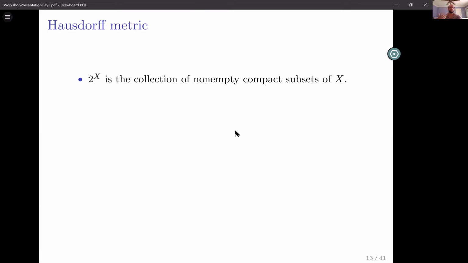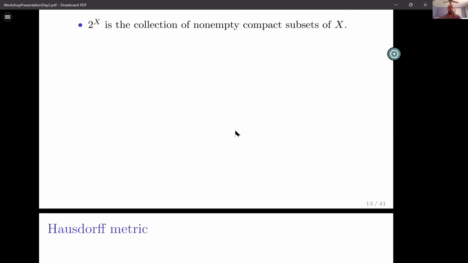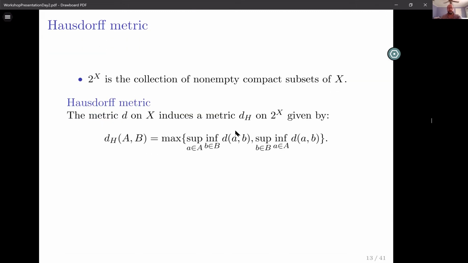So a little bit more material is necessary before we get there. So given a compact metric space X, we can define the hyperspace of compact subspaces, which we call 2 to the X. This is the collection of non-empty compact subsets of X. And it has a natural metric called the Hausdorff metric, where we declare the distance between two compact subsets A and B to be the maximum of the supremum of the infimum of d(a,b) as a and b range over A and B, and the supremum of the infimum the other way around.